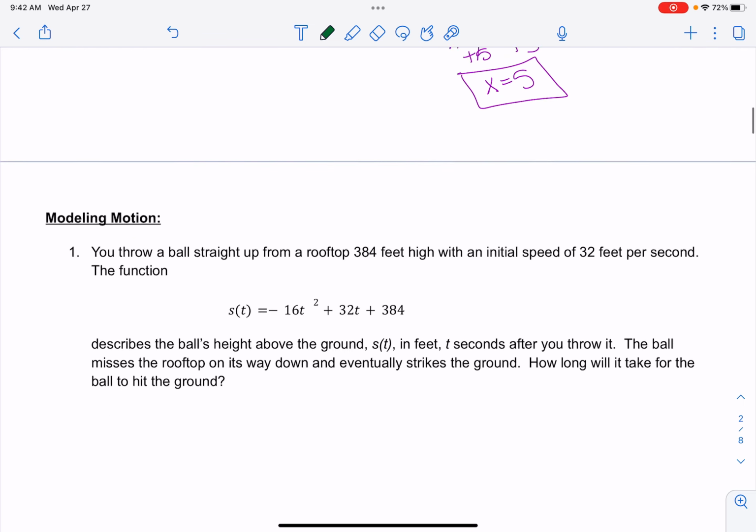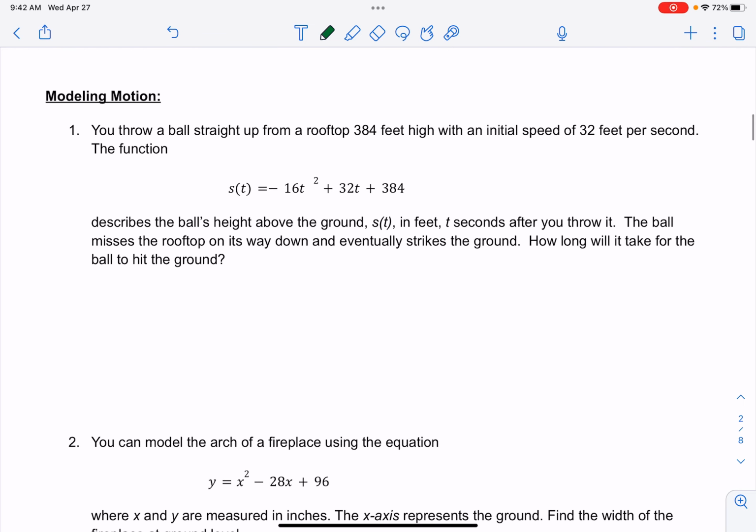But in some cases, we are given real-world situations where they give us an equation and they tell us what it represents, and we kind of have to solve it. Still in the same manner, but you need to pay attention to what the question is asking you. So in this next one, it says, you throw a ball straight up from a rooftop 384 feet high with an initial speed of 32 feet per second.